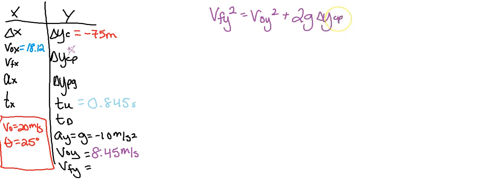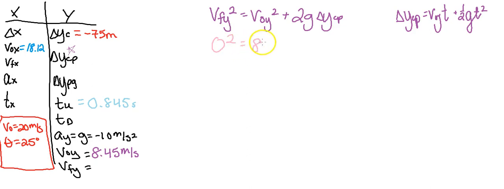That's one option. Another option is to use delta y cliff to peak equal to v initial y times time plus 1/2 gravity times time squared. Both will work, so I'm going to do both just so you can see the numbers. So v final in the y direction is going to be 0 because it's at the peak, and then it's going to be equal to 8.45 squared plus 2 times -10 delta y cliff to peak.